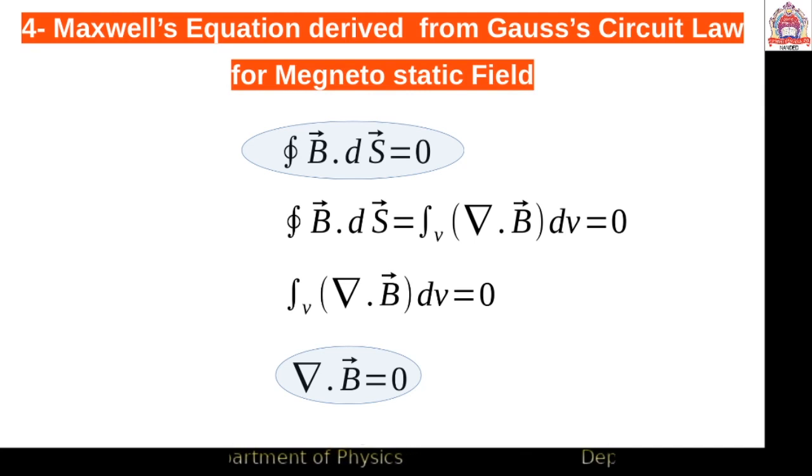This equation is called the point or differential form of Maxwell's equation derived from Gauss's law for the static field. Here the magnetic lines of force either close or go off to infinity. The number of magnetic lines of force entering any arbitrary closed surface is exactly the same as leaving it. It means the flux of magnetic induction B across any closed surface is always 0.